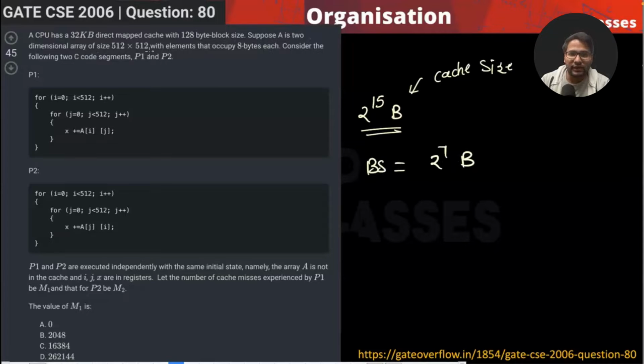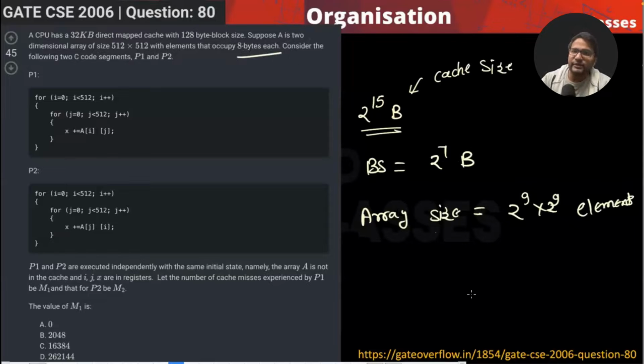There is a two-dimensional array, so the array size is also given to us. It is 2 power 9 into 2 power 9 elements. And each element size is also given, which is 8 bytes. So you can say 2 power 9 into 2 power 9 into 2 power 3 bytes. Consider the following C code.